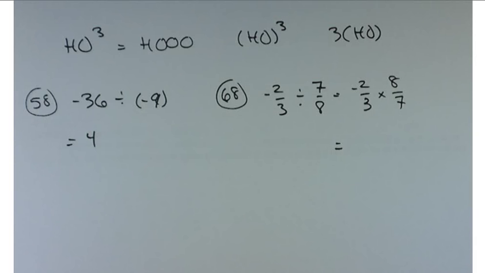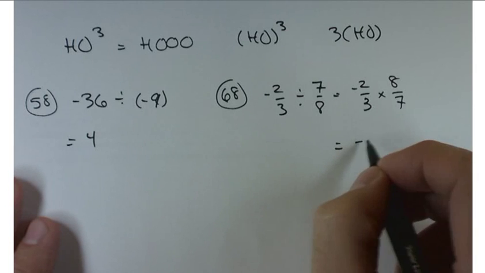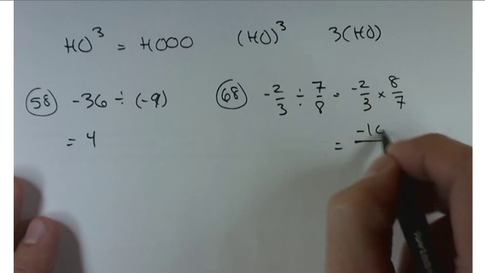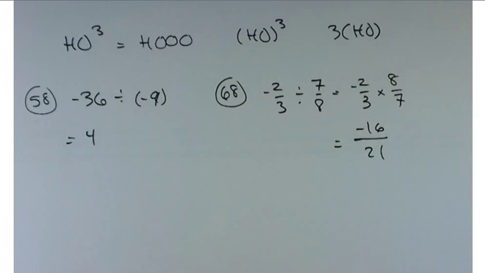And now we're going to multiply. Is there any cancellation here? No. So that's it. Am I going to get a positive or negative product here? Negative. Negative 16 over 21. Is that in lowest terms? Yes. Nothing goes into both of these at the same time. So that's in lowest terms.